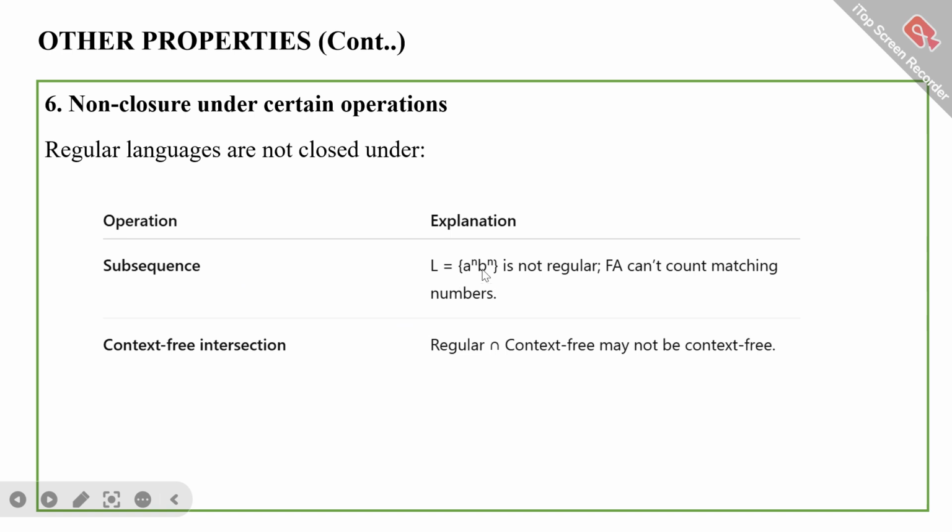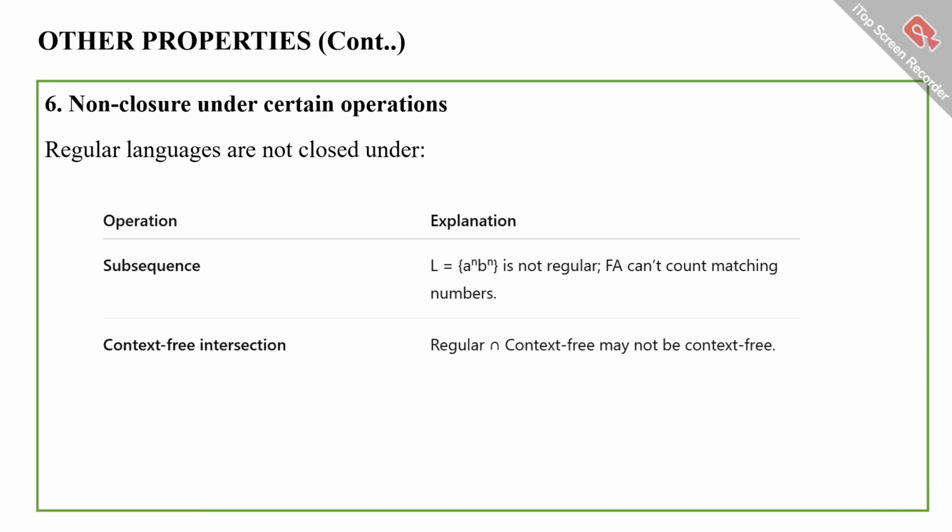For example, a, b, c, d. This is the given string. A subsequence of this string may be ac. We have to delete b and d. So here it is not closed under this operation. This is one of the operations, the subsequence operation.